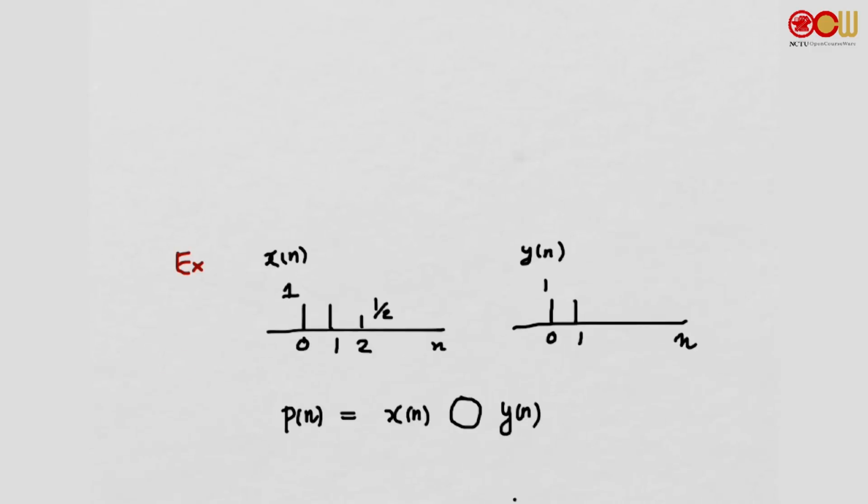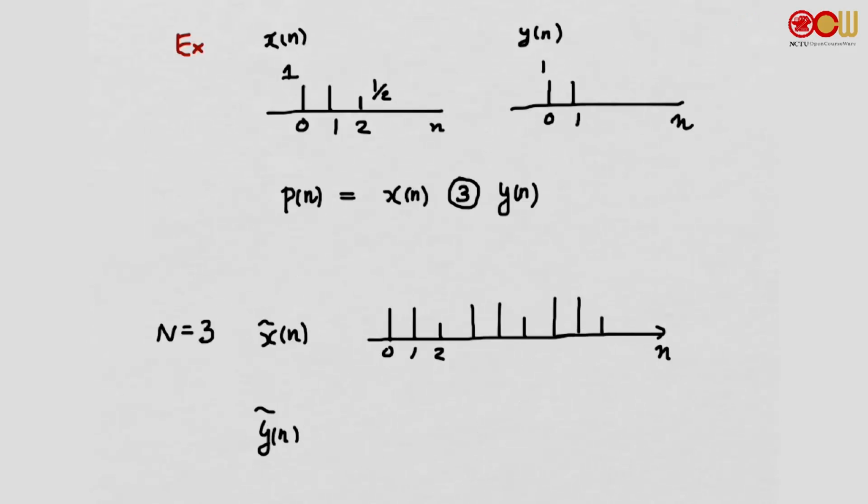Now suppose we would like to compute pn, that is, the 3-point circular convolution of xn and yn. So we form the periodic extension x tilde n by repeating xn every 3 samples, and we also form the periodic extension of y by repeating yn every 3 samples. So 1, 0, 0, 1, 2, 3, like so.